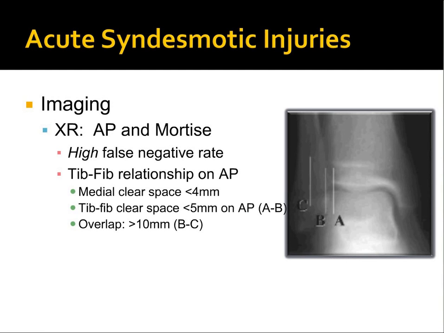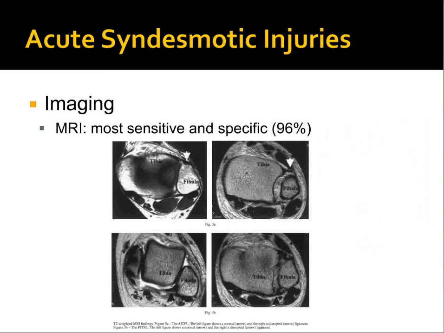We talked about the X-ray imaging. You can do AP and mortise views. But in general, an X-ray actually has a high false negative rate. We talked about the medial clear space, which should be less than 4 millimeters. The tib-fib clear space should be less than 5 millimeters. And the overlap between B and C should be more than 10 millimeters.